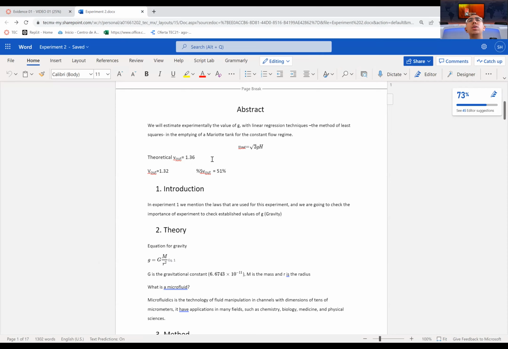In experiment 1, we mentioned the laws that are used for the experiment. So right now we are going to check the importance of the experiment to check the established value of g, that is gravity.